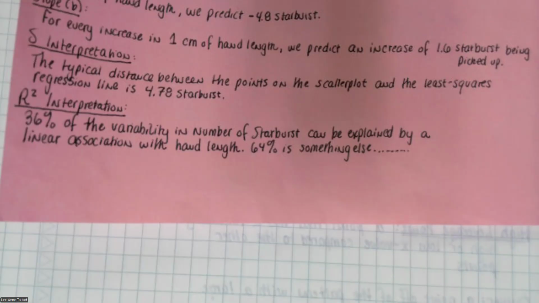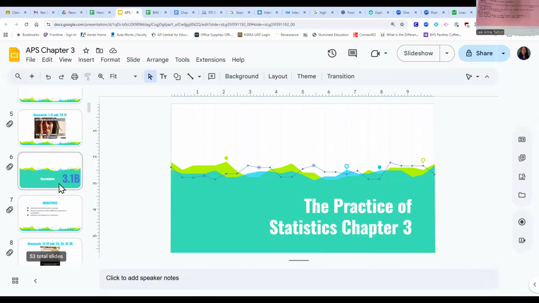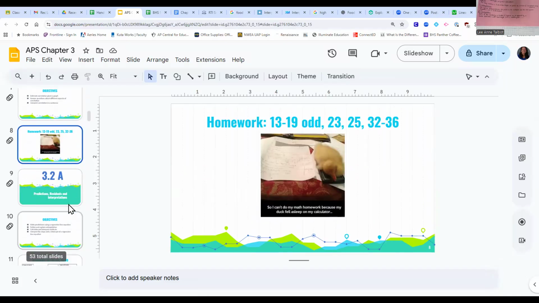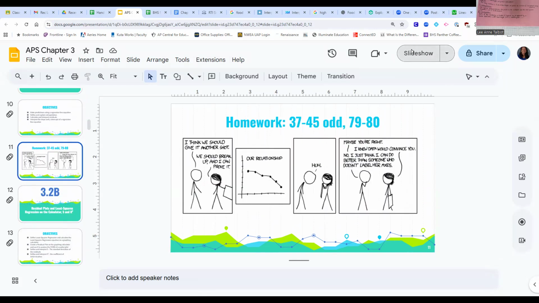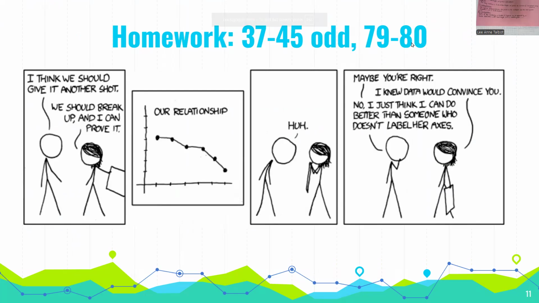Also, I owe you 3 jokes, I believe. Did I show you the duck one? Okay. All right. This was from 2 nights ago. You have a guy and his girlfriend, and he says, I think we should give it another shot. And she says, we should break up. And she makes a graph of their relationship, the downward trend. And he says, huh? And he says, maybe you're right.